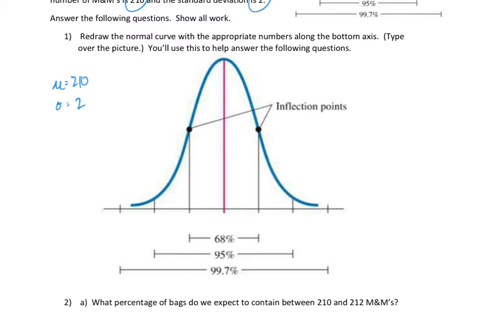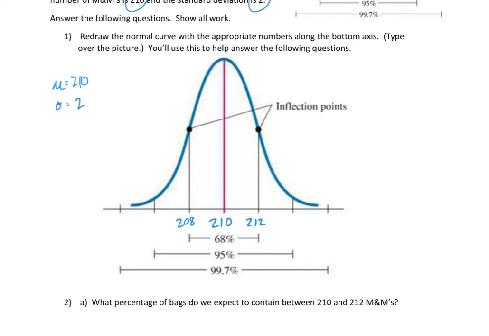If you're in Microsoft Word, you can type right on top of the picture, or if you have it printed, you could certainly just handwrite this as I am. Redraw the normal curve with appropriate numbers along the bottom axis. What I mean by that is starting in the middle, we have our mean 210 M&Ms, and then I'm going to add and subtract the standard deviation as you build out from 210 M&Ms.